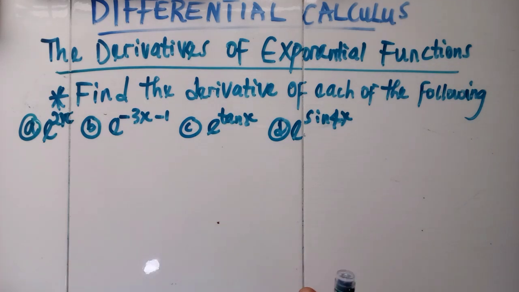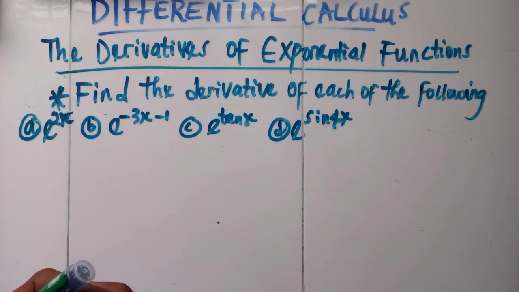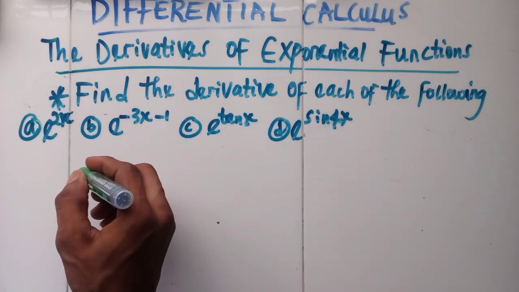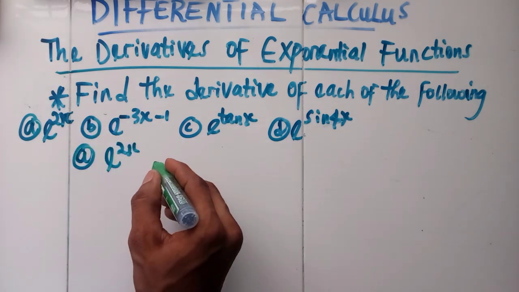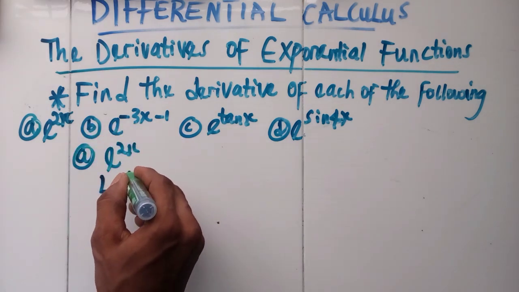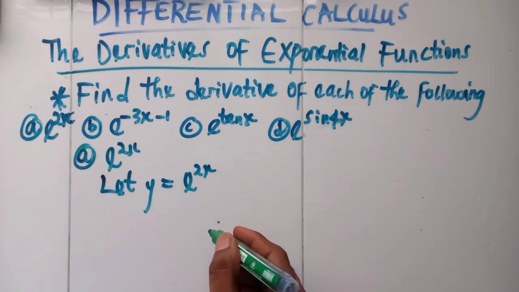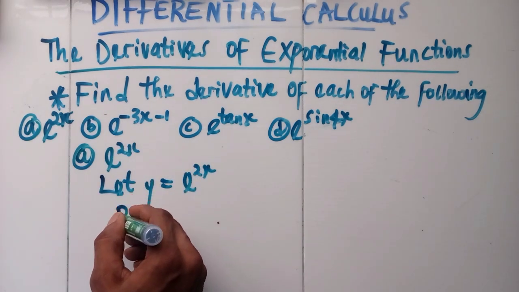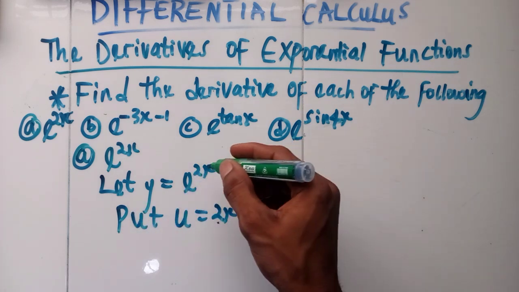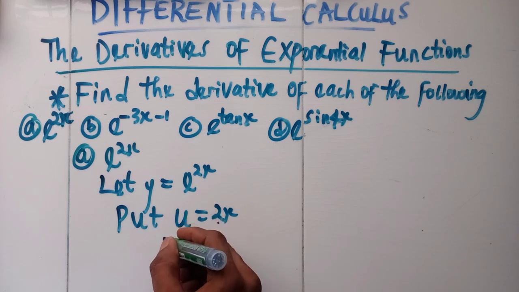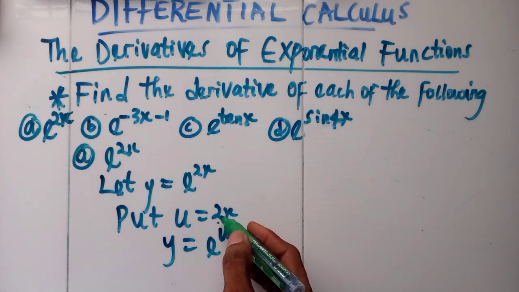The first question says find the derivative of each of the following. The first one is e^(2x). The first thing you want to do is let y be equal to e raised to the power 2x, and put u to be 2x. So anywhere I see u, I will represent it with 2x, and the expression will be y equals e^u, simply because u has been replaced with 2x.